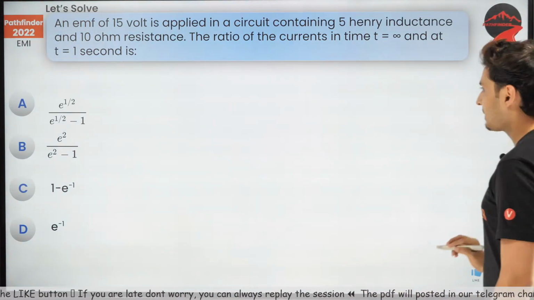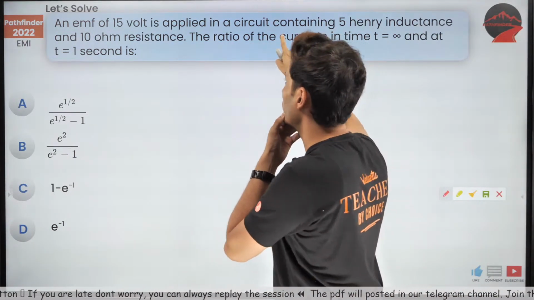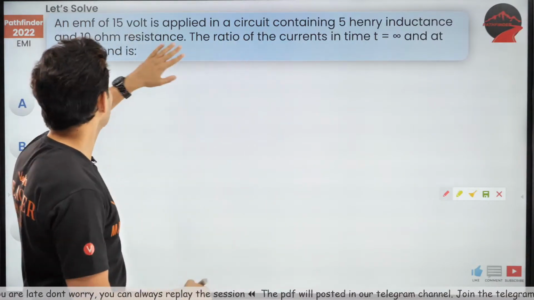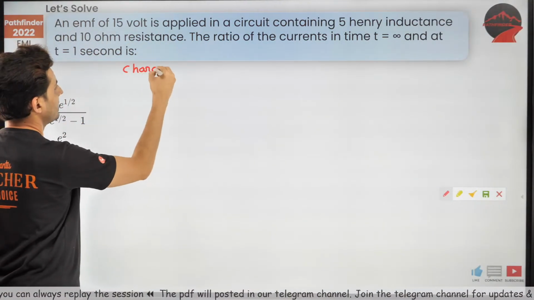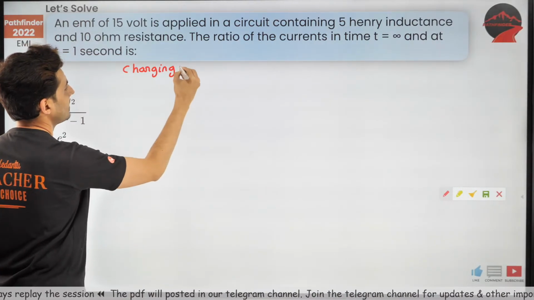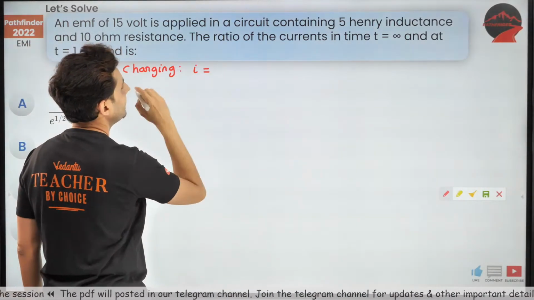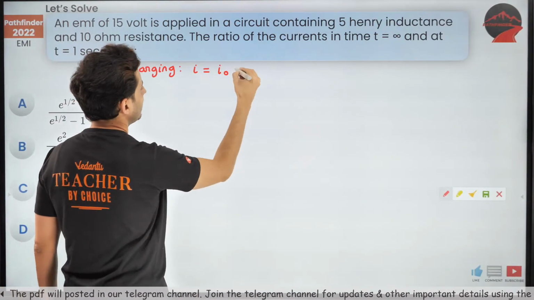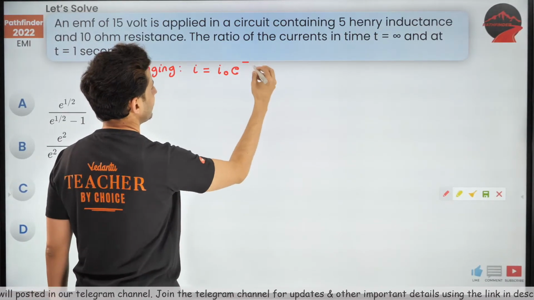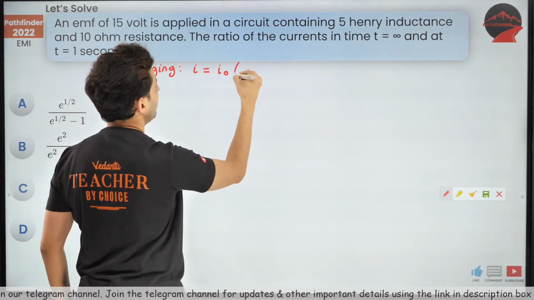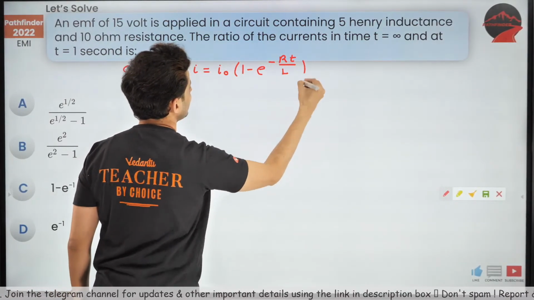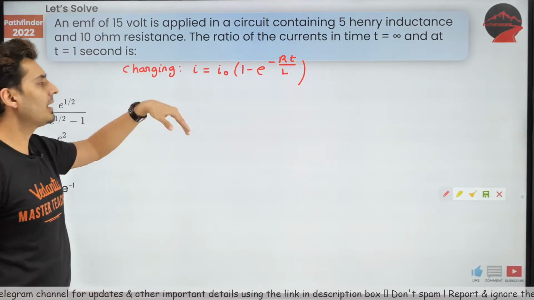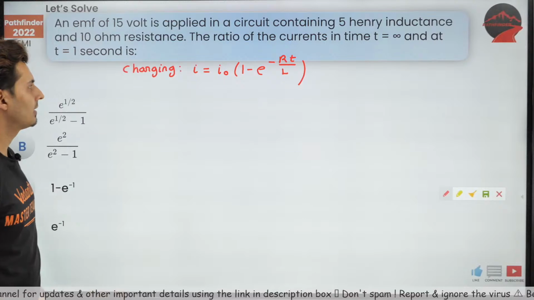Let's do this question. First of all, an EMF of 15 volt is applied in a circuit containing this much. So this is a charging circuit, and we know that in a charging circuit, the current will be I naught times 1 minus e to the power minus Rt by L. So that's how the current will improve in a charging circuit.